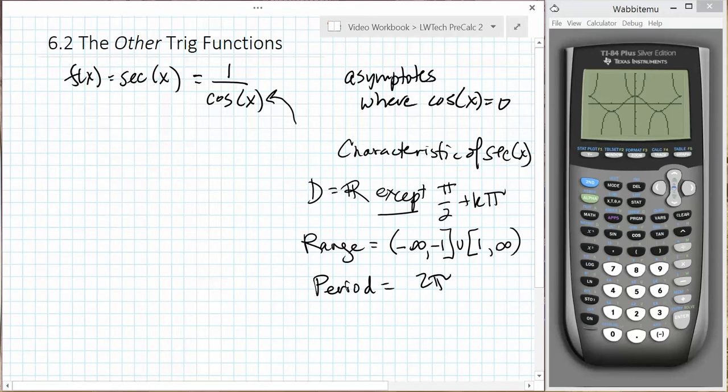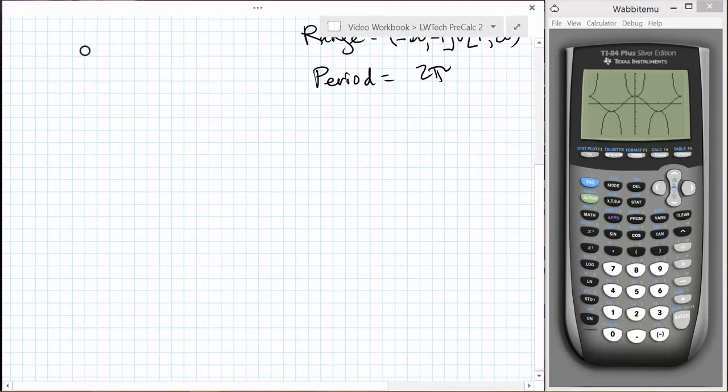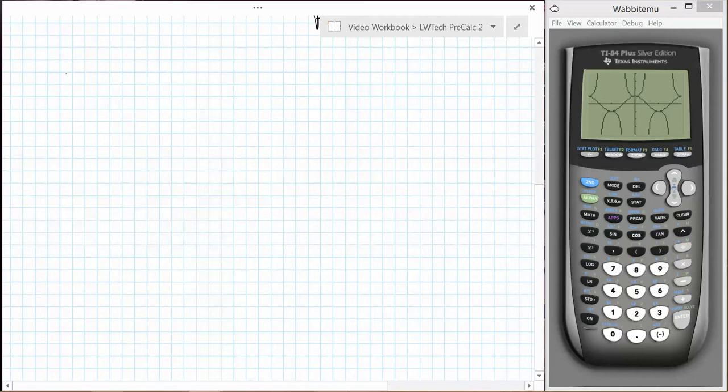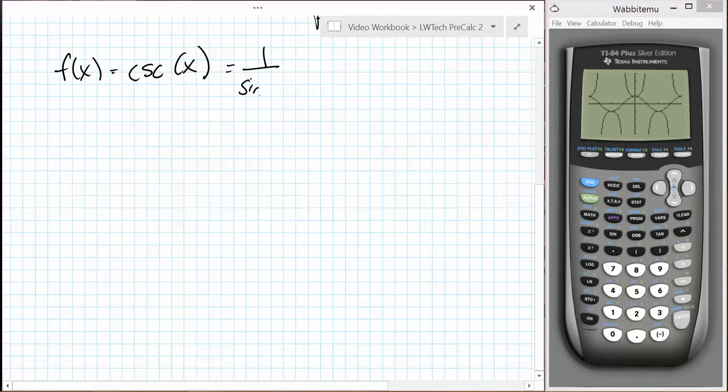All right, so now that we know the base characteristics of the secant graph, let's try to make the graph of the cosecant on our own, and then we'll check it against the calculator when we're done. So we want to graph f of x equals cosecant of x. First, recall that the cosecant of x is equal to 1 over the sine of x.